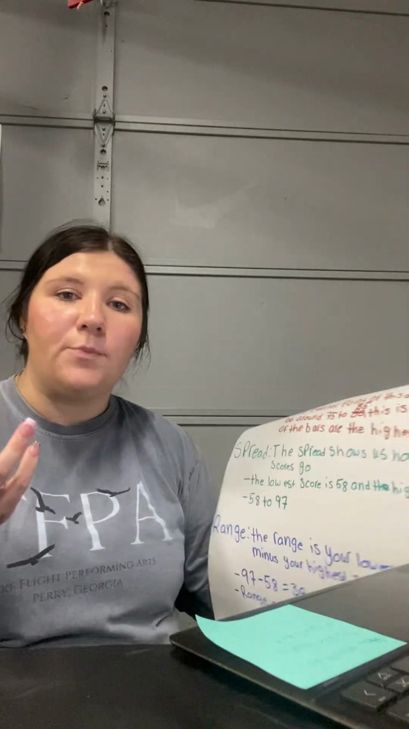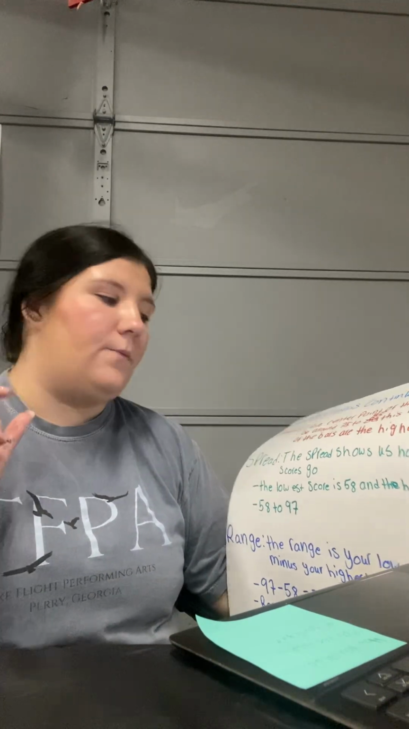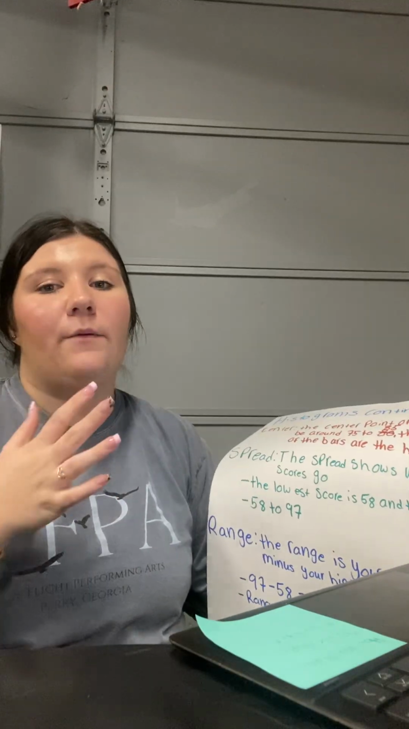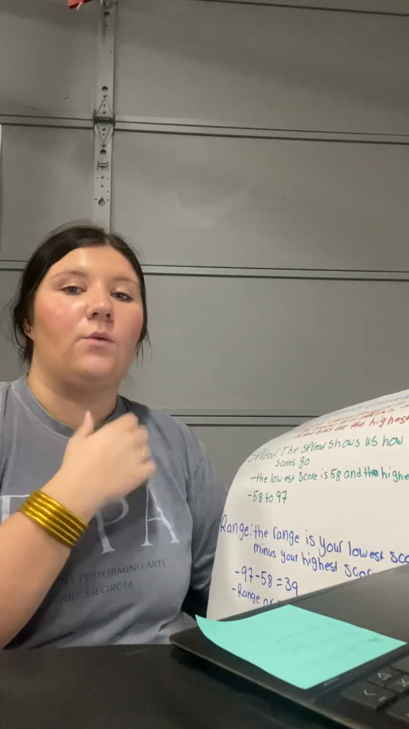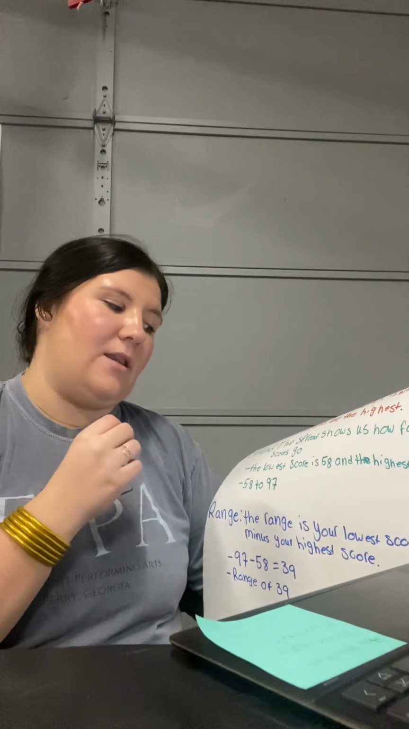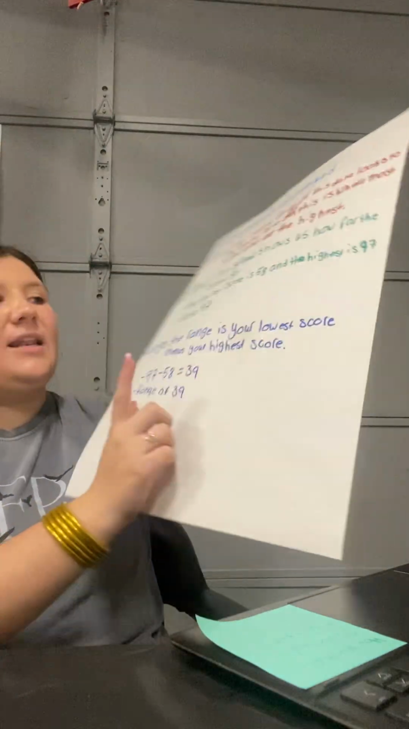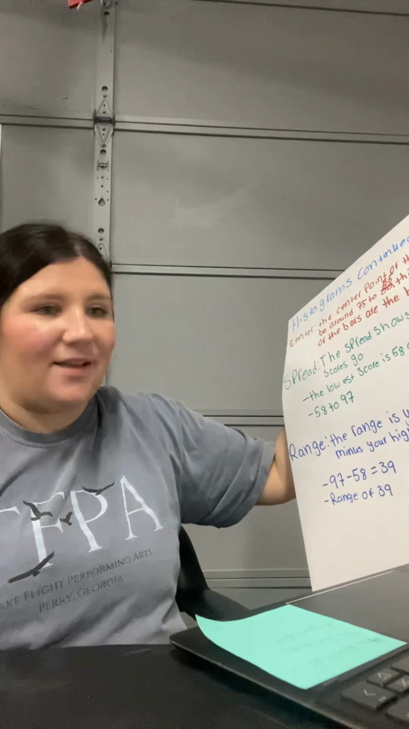Then we would talk about our spread, and we would do a definition: the spread shows us how far the scores go. I would tell them, okay, we have to start with our lowest score, so let's find our lowest score. Our lowest score would be 58. Then we would find our highest score, and our highest score would be 97. So the lowest score is 58 and the highest score is 97, and our spread would be 58 to 97.